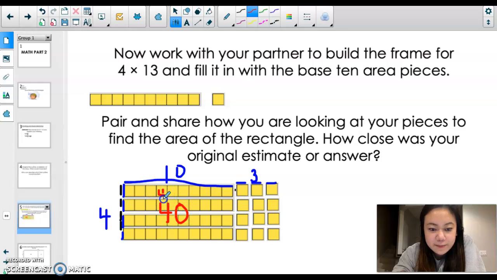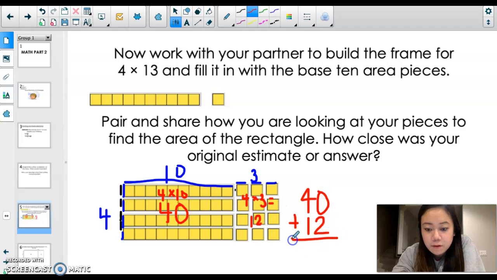And I'll even write 4 times 10 so you know what I'm talking about. Right? Because I've got 4 groups of 10. But over here, I've got 3 in each row and 4 of them. So it's 4 times 3. 4 times 3 is 12. So now I've got to add 40 plus 12 to find out my total. Add them up, 2 and 5.